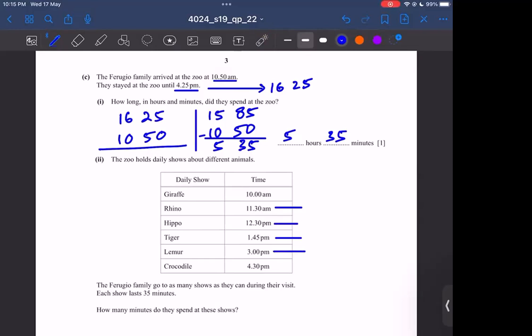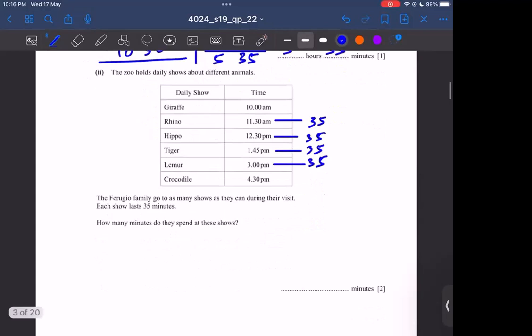Can they catch the crocodile show? No, because they are leaving the zoo at 4:25 and the crocodile show is starting at 4:30. Each show is 35 minutes. So if we multiply 35 into 4, 35 into 4 is going to be 140. So at most, how many minutes do they spend at these shows? They can attend a maximum of 140 minutes in these shows. So it is going to be 140 minutes.